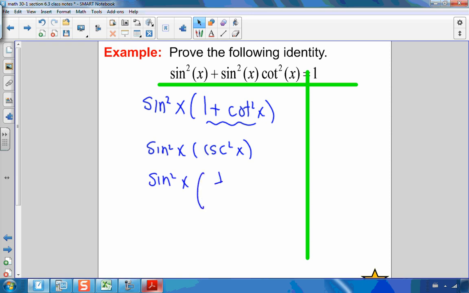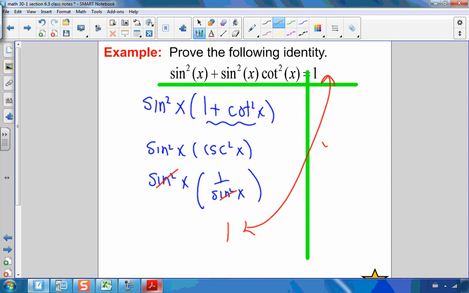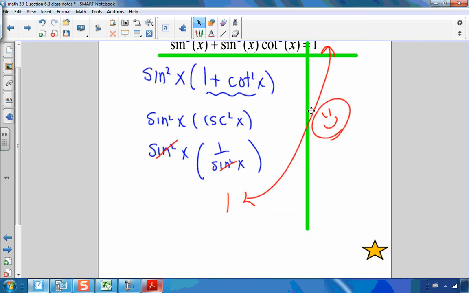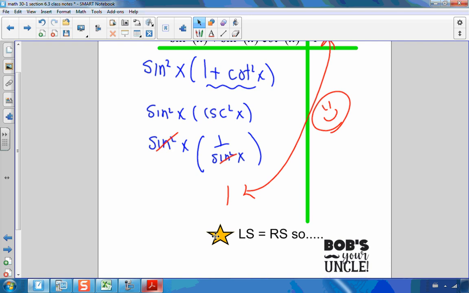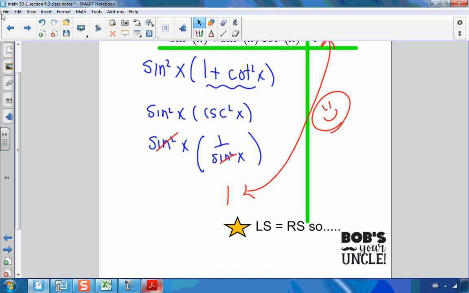Now, cosecant squared is just the reciprocal of sine squared. And then hopefully now you see the sine squareds cancel, and I'm left with 1. So those are the same. Again, that makes me happy, although that kind of looks evil, but it's actually happy. And then end it. Left side equals right side, so Bob's your uncle.